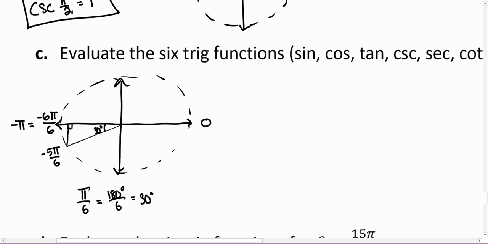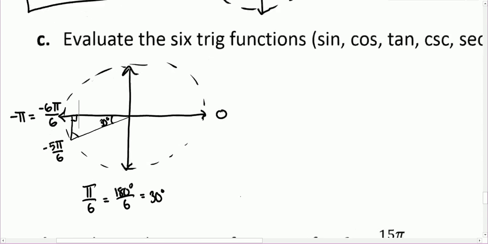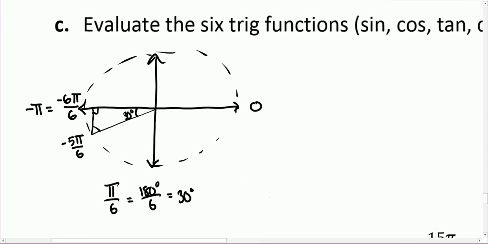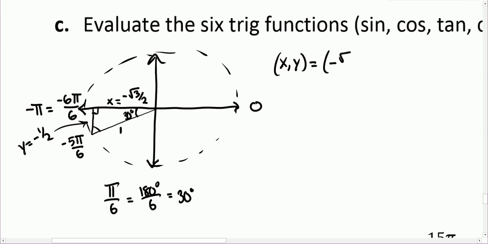So we're working with a 30 degree angle. So we have a 30, 60, 90. Hypotenuse is 1. The x value is across from 60, so it's negative root 3 over 2. The y value is across from 30, so the y value is negative 1/2. So the coordinate we're working with, the x and y value, is negative root 3 over 2 and negative 1/2.